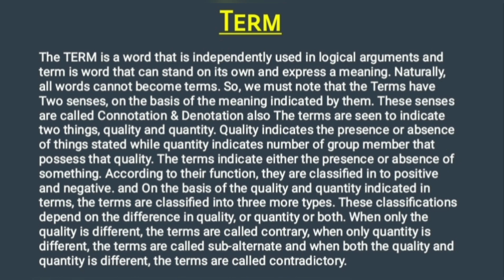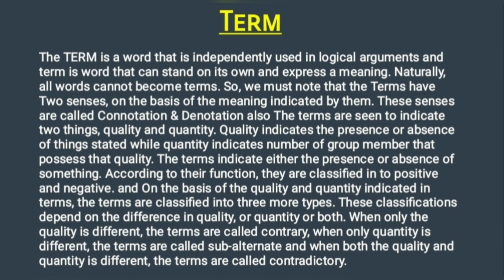The terms indicate either the presence or absence of something. According to their function, they are classified into positive and negative. And on the basis of the quality and quantity indicated in terms, the terms are classified into three more types. These classifications depend on the difference in quality, or quantity, or both.